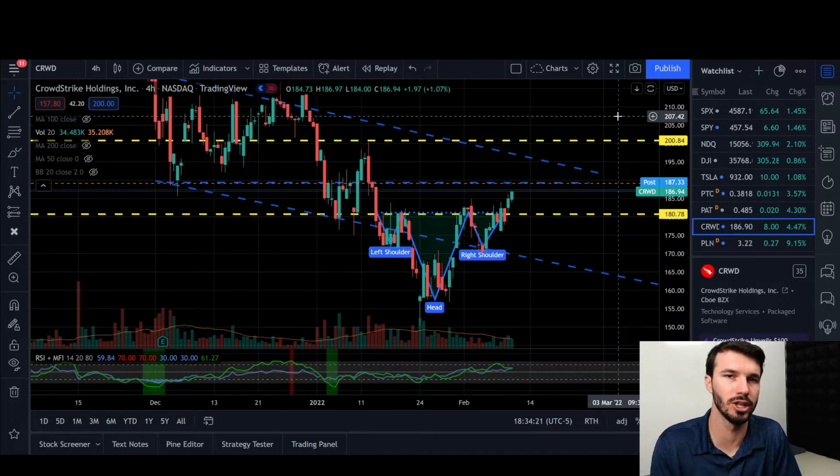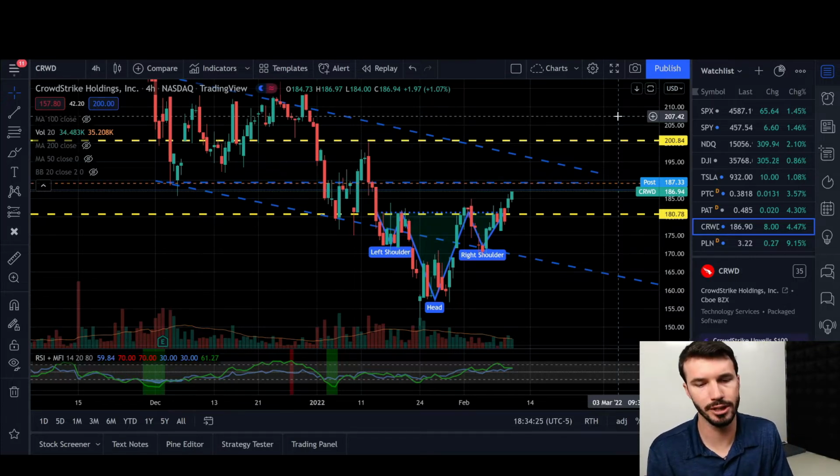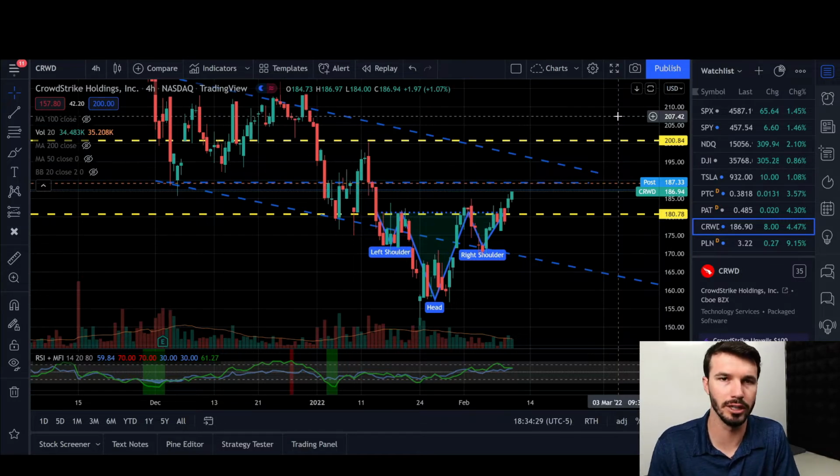Today we're going to talk about a pattern that I am seeing with CrowdStrike stock that is pretty bullish. Normally on this channel I talk a little bit more about fundamental analysis, right? What is happening with the company itself? How are the financials looking? Are there any new products coming out that could boost the company's sales and help it grow into the future?